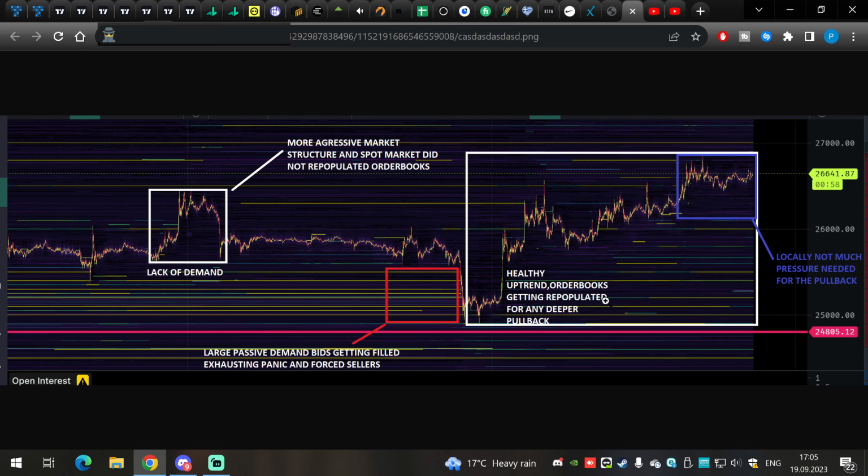Order books are getting repopulated for any deeper pullback, so the market is pushing with aggressive market orders, and it is chilling because below us a lot of spot orders are building up. So this also changes your expectations for your trades. Do you expect a massive move to the downside? No, it's more local. I said locally, not much pressure needed for the pullback. Let's have a look where I said that. Yes, this is the box.